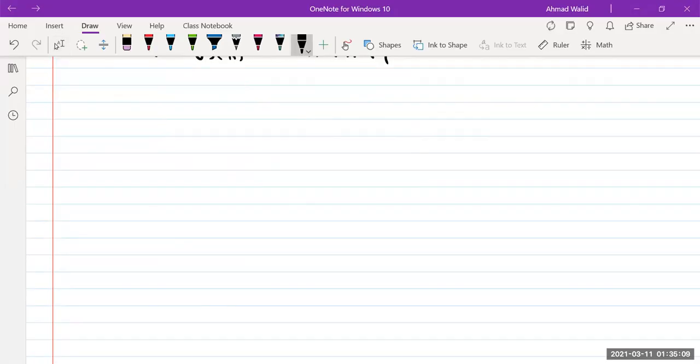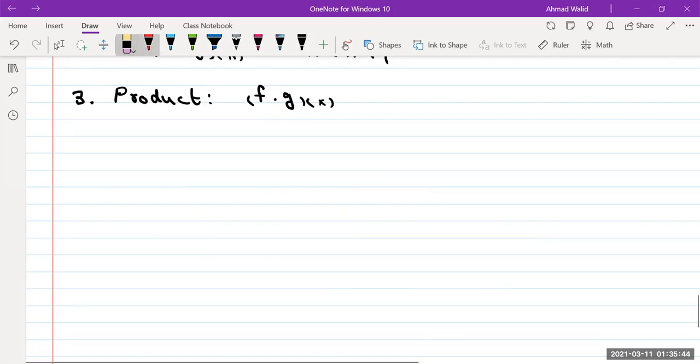Number 3. Product. If someone is asking you this, f times g of x. Be careful. I know some students, they try to put a multiply sign. If by mistake you put a little circle like this, it is something else that soon we will discuss. It's not f times g.